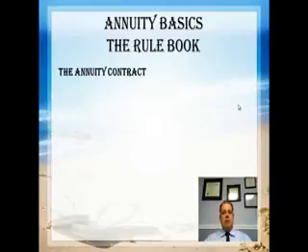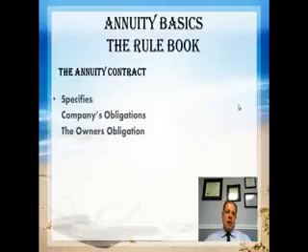The rule book. It's typically called the annuity contract. This is going to guide what the company's obligations are to you and what your obligations are to the company.